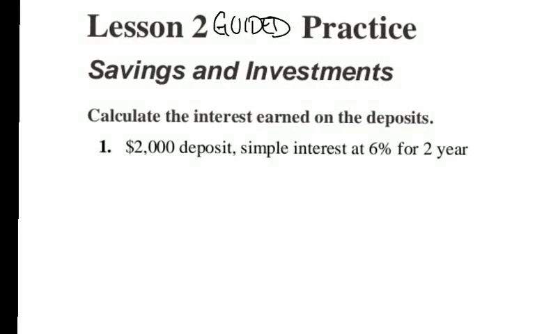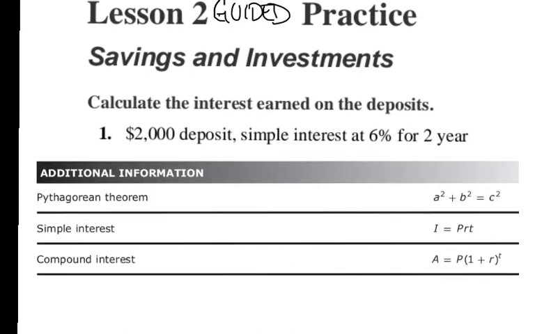This is Chapter 10, Lesson 2, Guided Practice, Savings and Investments. It says calculate the interest earned on the deposits. $2,000 deposit, simple interest at 6% for 2 years. Okay, we want to know how much interest is being earned.